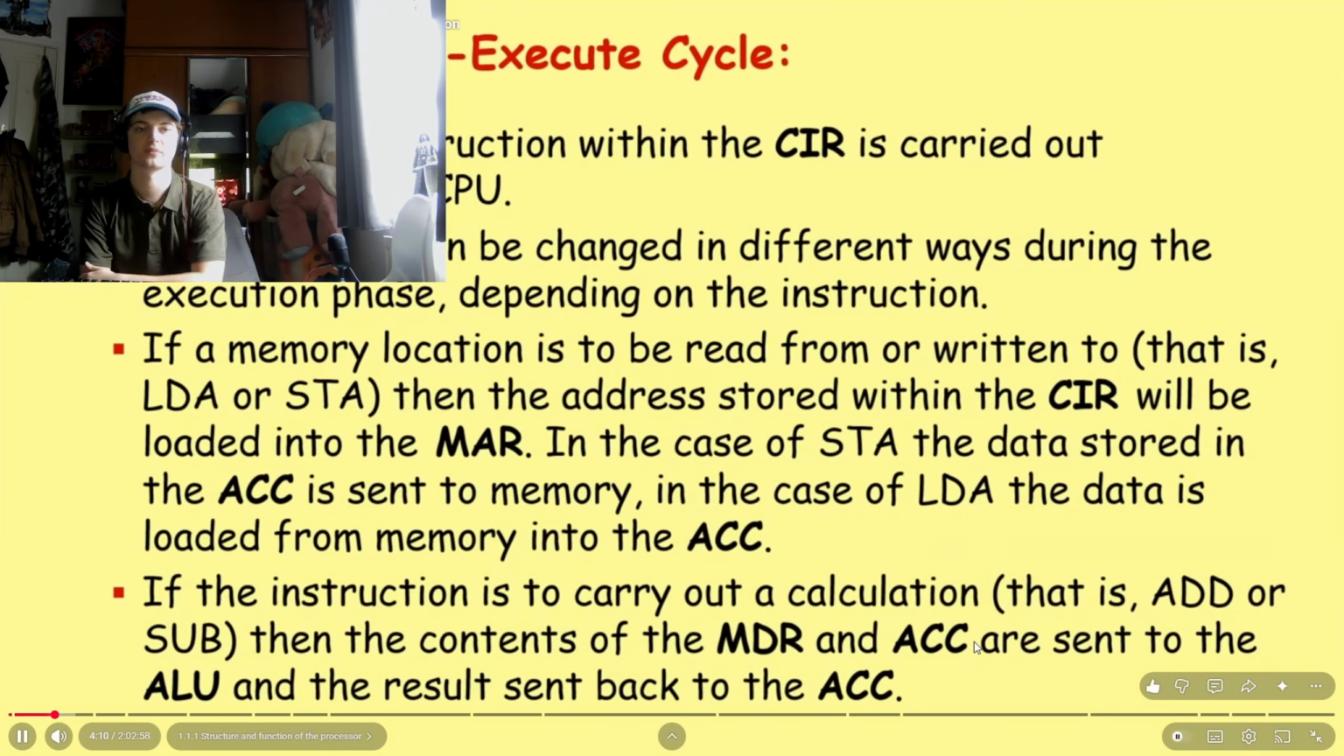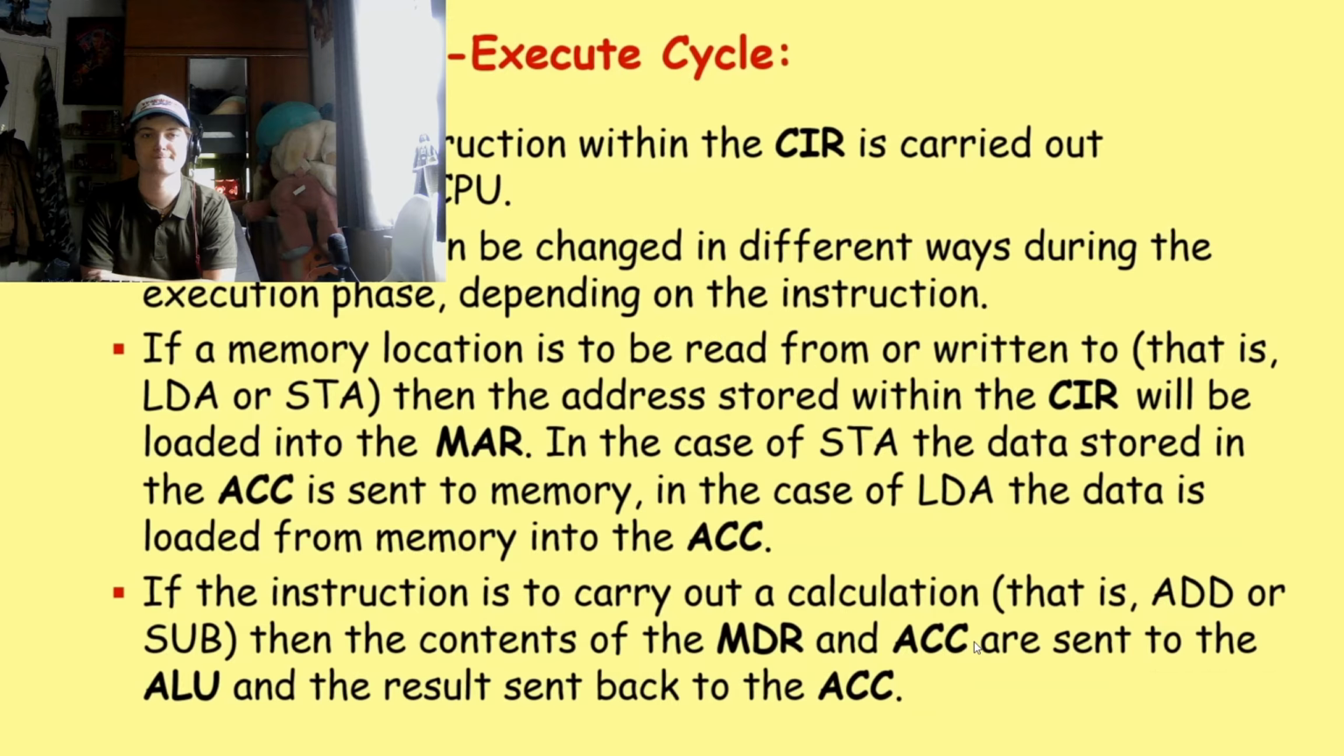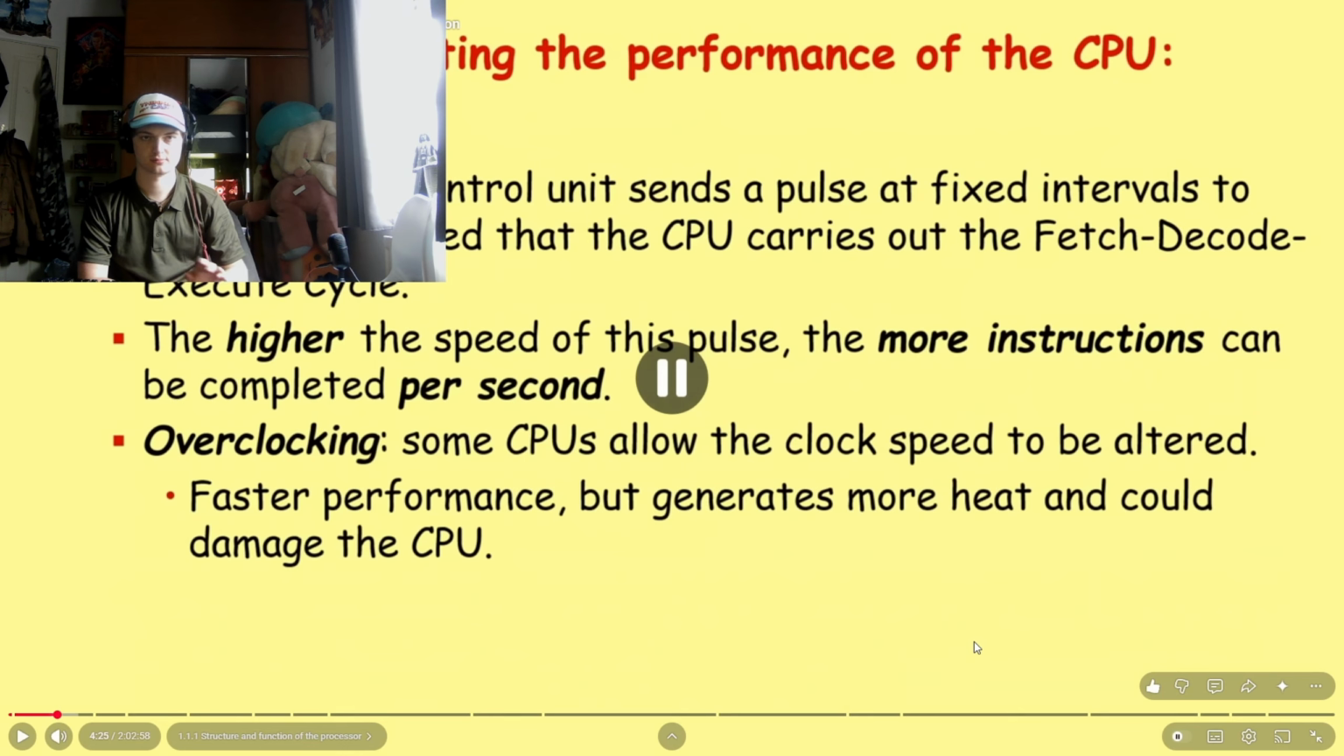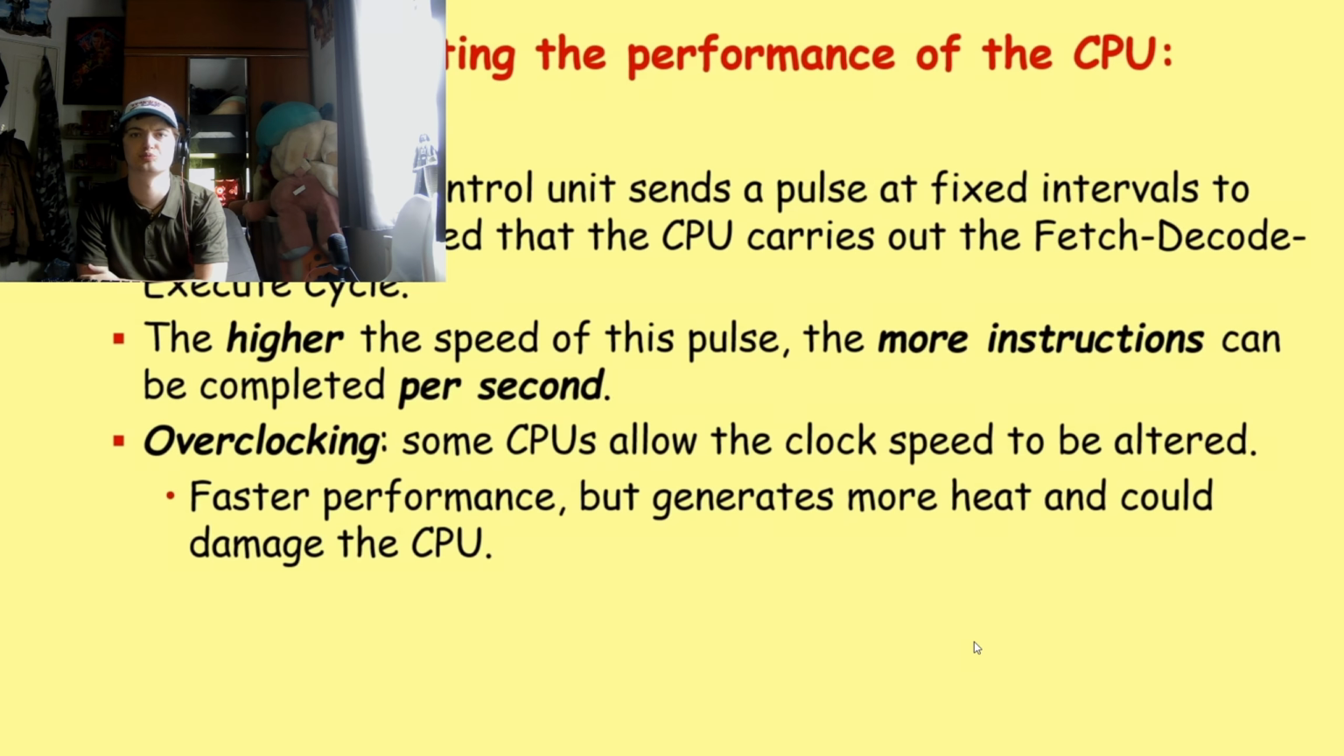Or a SUB operation, then the contents of the memory data register and the accumulator are sent to the ALU and the result is sent back to the accumulator. Next, we have the factors affecting the performance of the CPU, starting with clock speed. A clock in the control unit sends a pulse at fixed intervals to control the speed that the CPU carries out the fetch, decode, execute cycle. The higher the speed of this pulse, the more instructions can be completed per second.